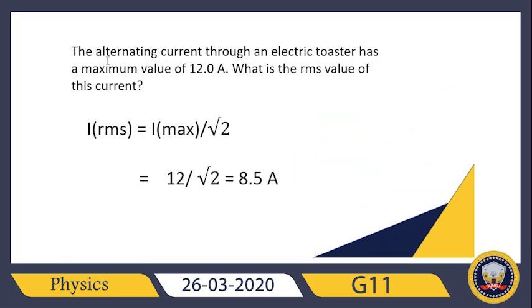Now, the alternating current through an electrical device has a maximum value of 12 ampere. That means we have I max equal to 12 ampere. What's the RMS value of this current? Given I max equal to 12, find the IRMS. We said before, IRMS is equal to I max divided by radical 2, or IRMS equal to I max times 0.7. So 12 divided by radical 2 is equal to 8.5 ampere, the IRMS value.